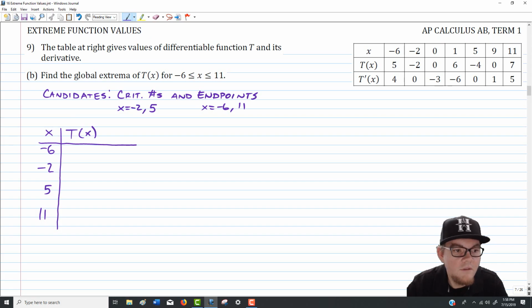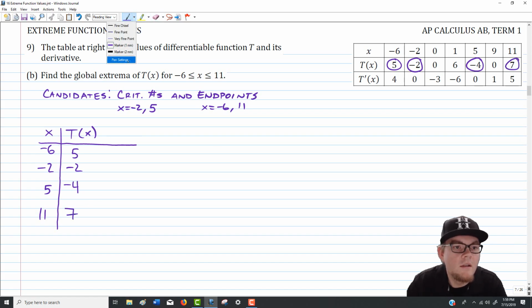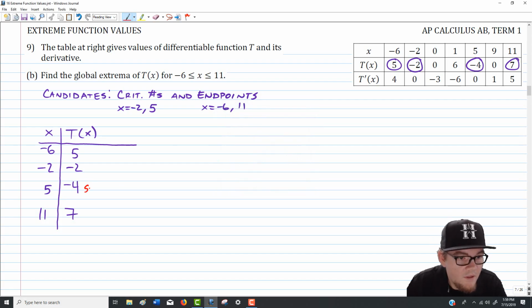And then our values themselves, t of -6 is 5. Again, we don't know anything yet. T of -2 is -2. Okay, we have a new minimum candidate. T of 5 is -4. Aha! The minimum has been usurped. And then finally, t of 11 is going to be 7. So in grand candidates test tradition, we're looking for the biggest and the smallest of these. The smallest is going to be at x equals 5, sorry. And our biggest is going to be at the right endpoint.